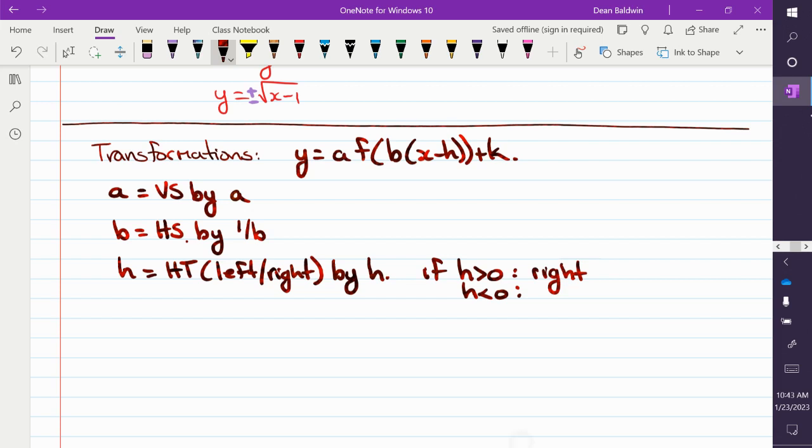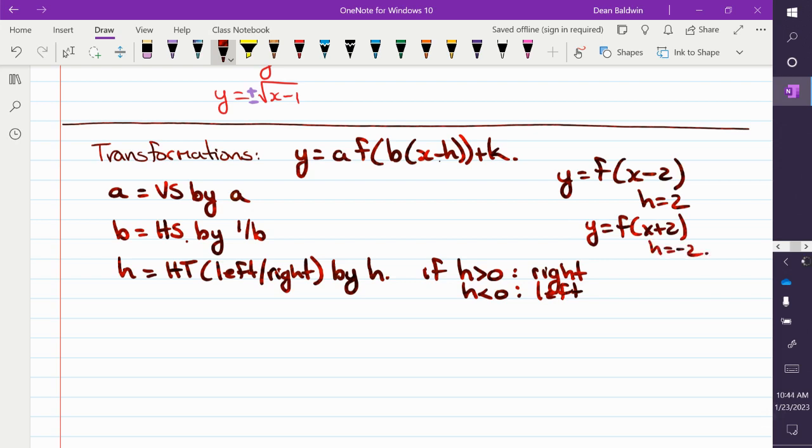So look at the formula. It's minus h. So if you have f of x minus 2, what's your h value there? H is positive 2, which means you go to the right. It's whatever makes it 0. So if it's positive, you go right. If it's negative, you go left. The negative one looks like this. If I say f of x plus 2, your h value is negative 2. So you're going left.